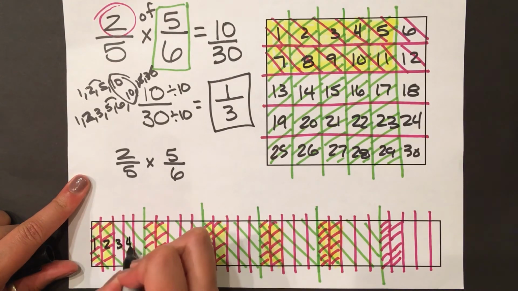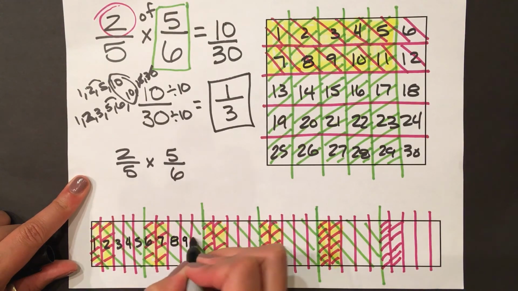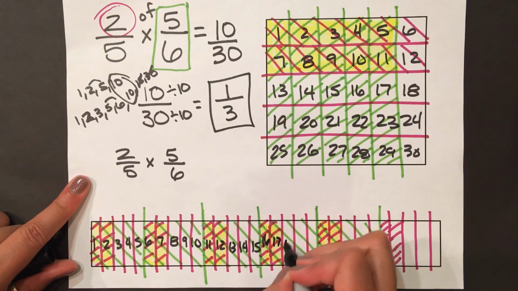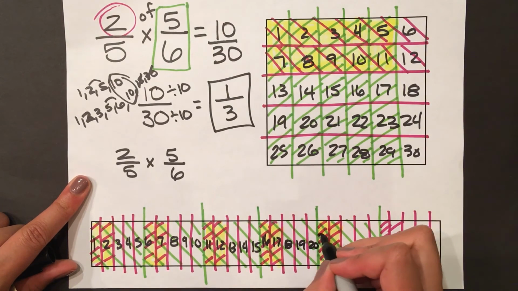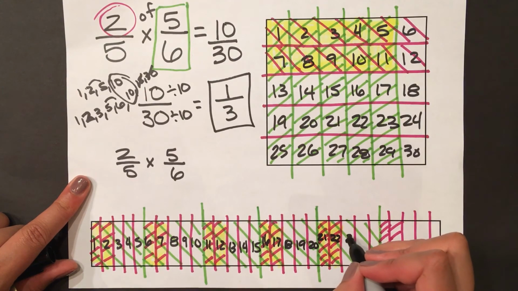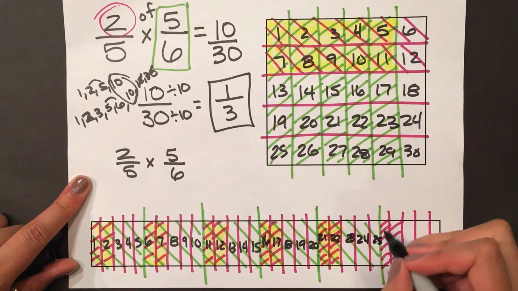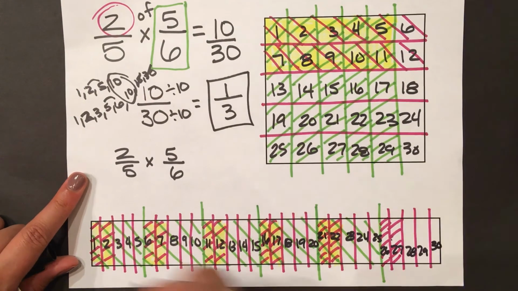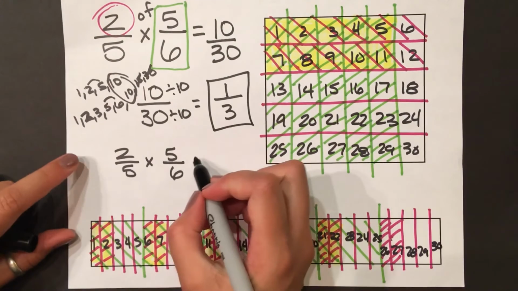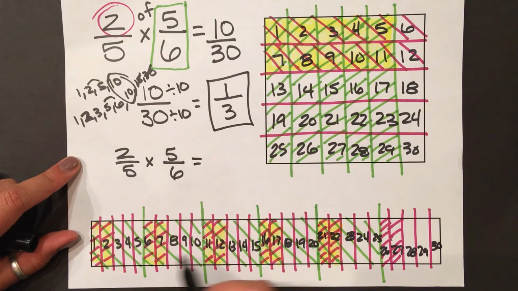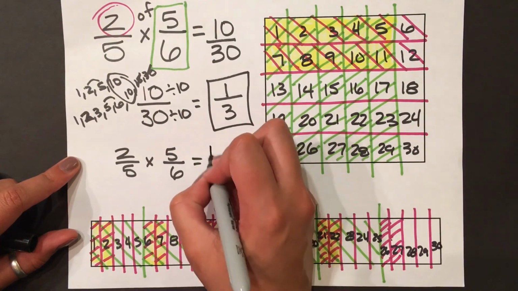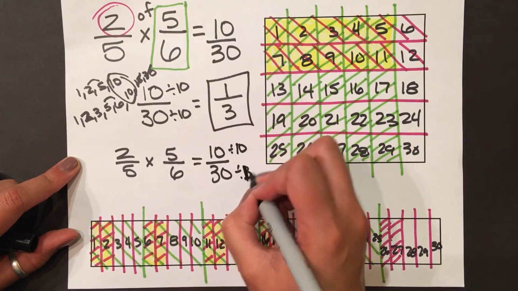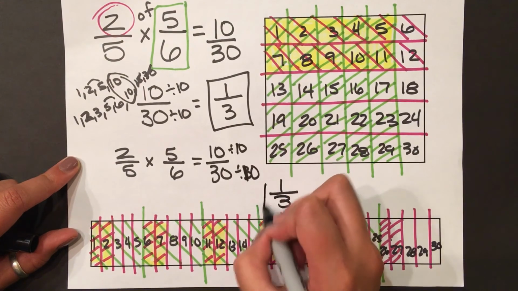1, 2, 3, 4, 5, 6, 7, 8, 9, 10, 11, 12, 13, 14, 15, 16, 17, 18, 19, 20, 21, 22, 23, 24, 25, 26, 27, 28, 29, 30. We have 30 pieces total, but they only overlap on 1, 2, 3, 4, 5, 6, 7, 8, 9, 10. And if we can simplify this, we do, and our answer is 1/3.